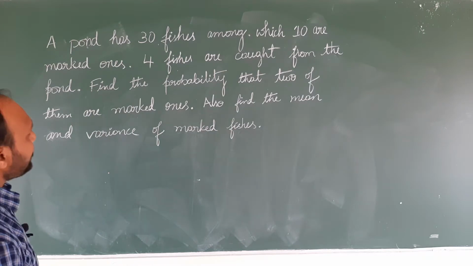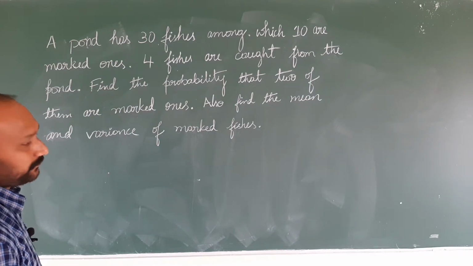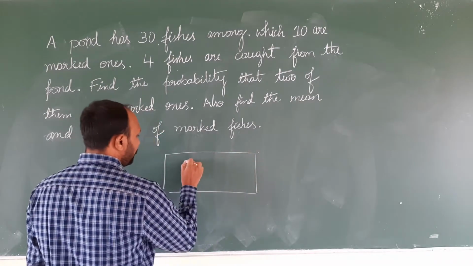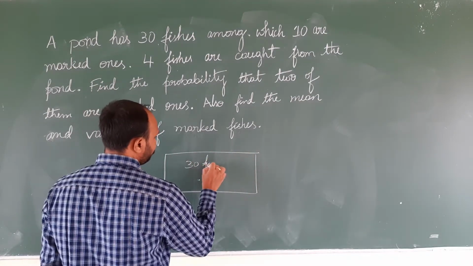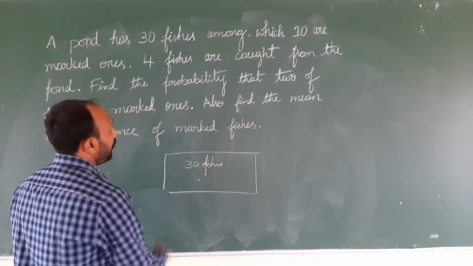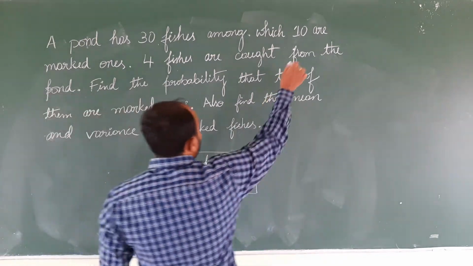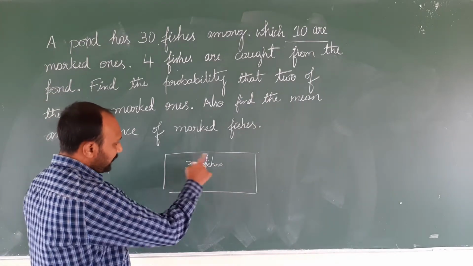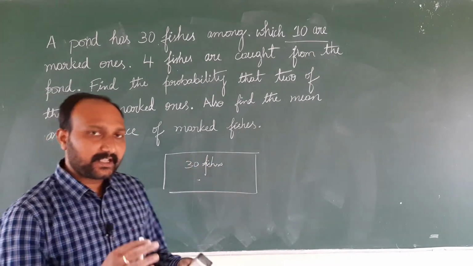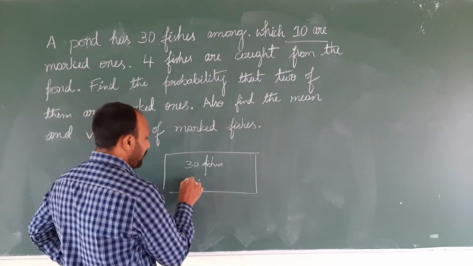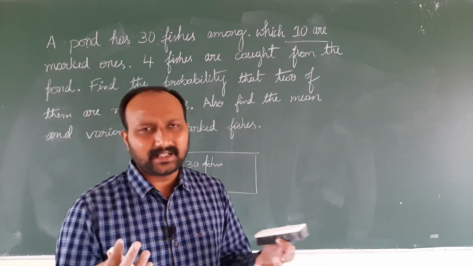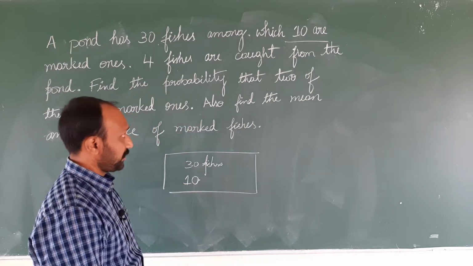A pond has 30 fishes. So, how many fishes does the pond have? A pond is having totally 30 fishes, among which 10 are marked ones. So, out of these 30 fishes, 10 fishes are marked ones. They are marked using some color or something like that. So, they are marked fishes.